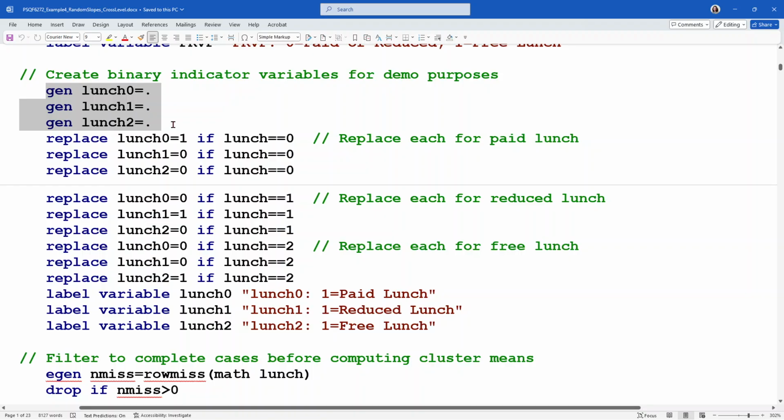I'm filtering, actually, that should have been done. Nope, we're good. Filtering to make sure that everyone has math and lunch as the two variables in the analysis. Then we're computing cluster means as well as the cluster size.